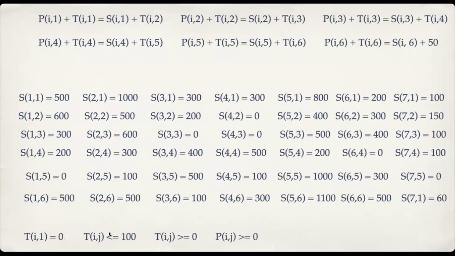And each month, you cannot store more than 100. And Tij must be greater than or equal 0, and Pij also must be greater than or equal 0. Okay, now we move to the next constraint.